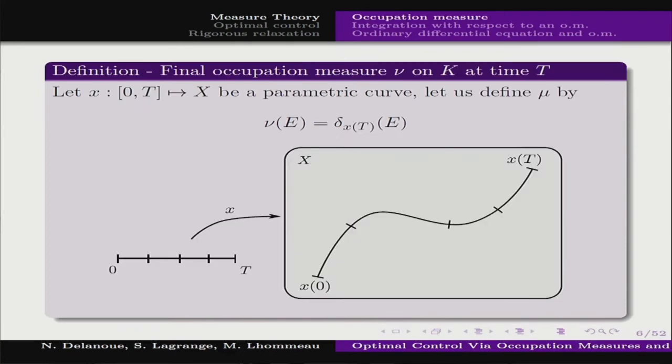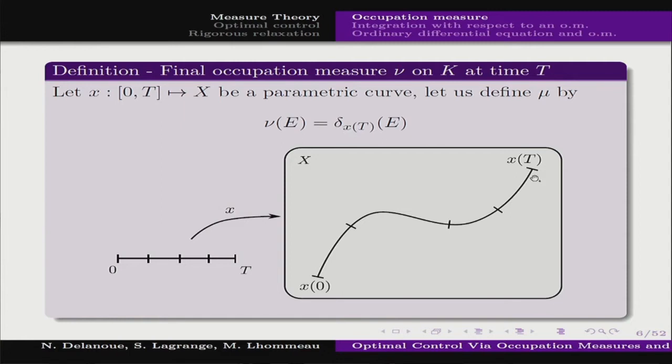So now occupation measures. I need to give you two occupation measures to continue. The first occupation measure I'm going to consider is the following. You have a trajectory or a parametric equation for a curve. We define nu of E. There is a mistake here. This is simply a Dirac that you place at the end of the trajectory.